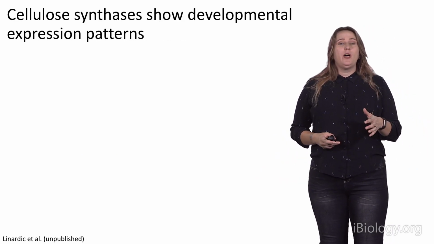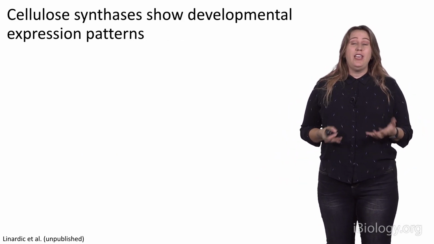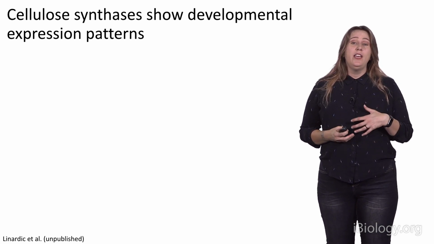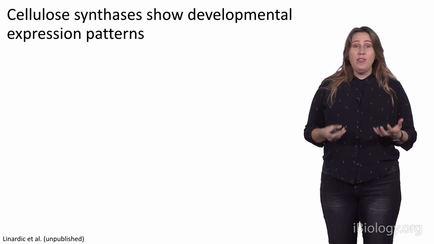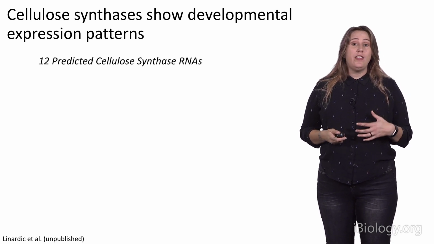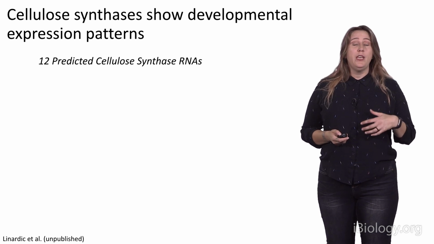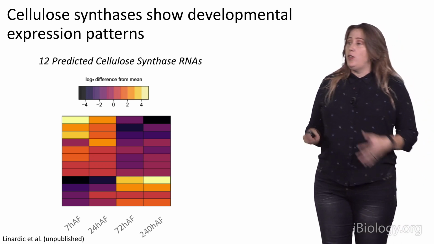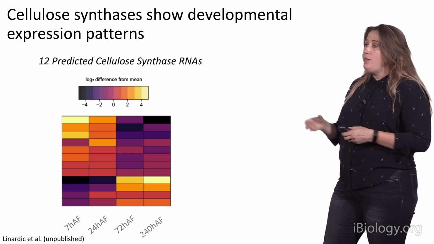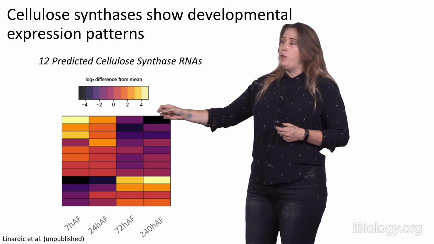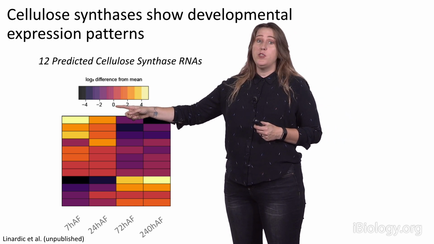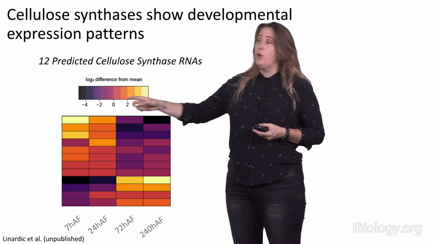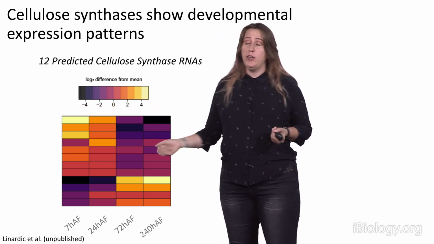So if you remember, one of the components of the algal cell wall, even though it's not major, was cellulose. And what was interesting for us is when we predictively annotated cellulose synthase enzymes, and there's 12 of them, we could see that their transcripts showed interesting developmental expression patterns. So here I'm showing you a heat map, and what this heat map tells you is what their log fold change difference is from the average expression, so if they're going up in one sample or going down in another sample in terms of expression.